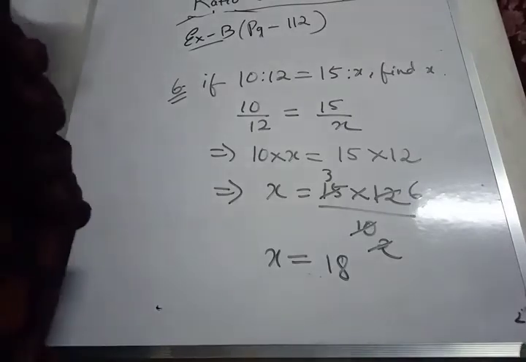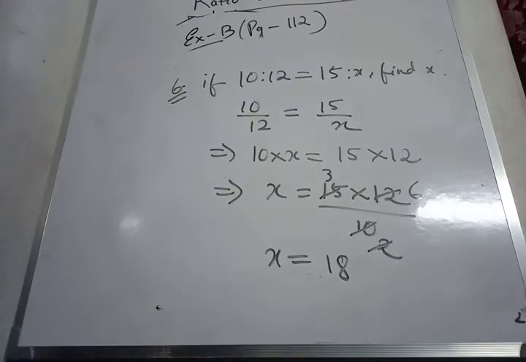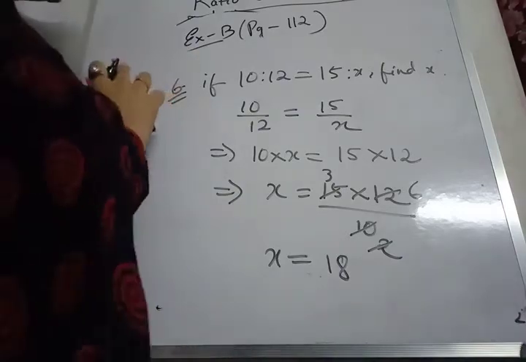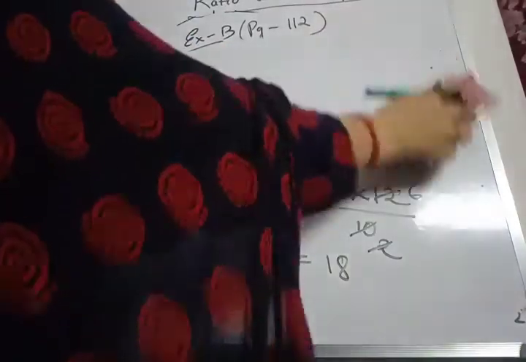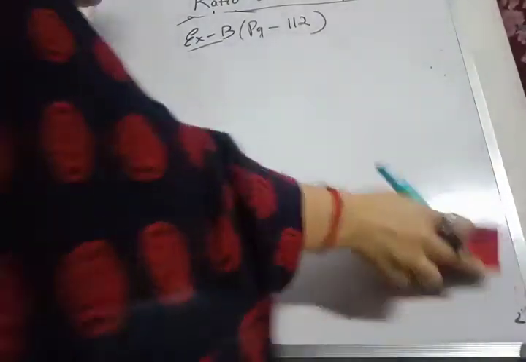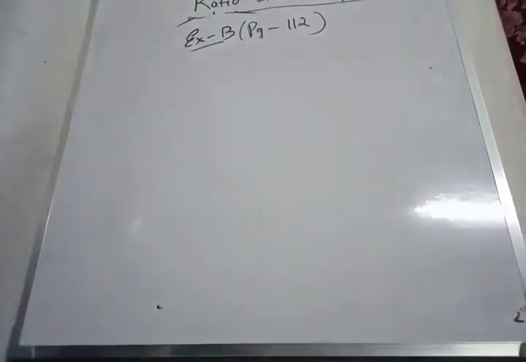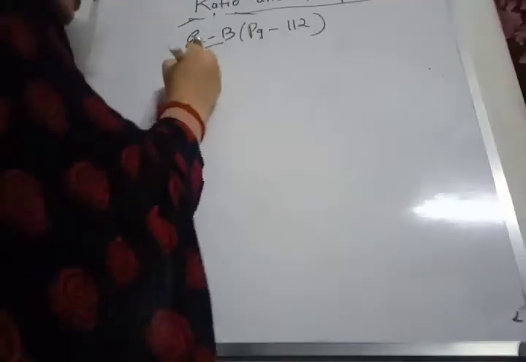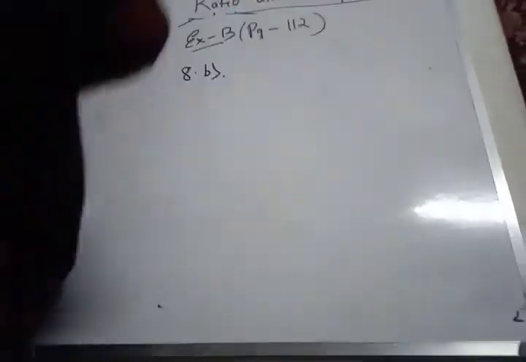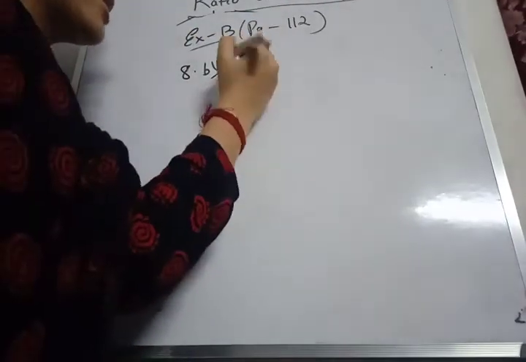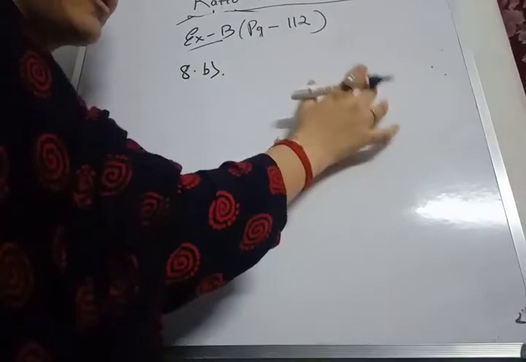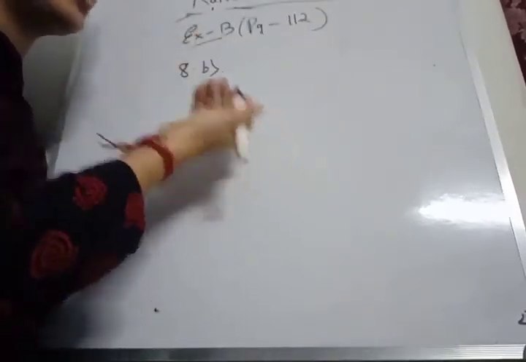Okay. Next sum is sum number 8 subpart 2. 8 subpart B. What we have to do, we have to arrange the following ratios in the ascending order. Means whatever ratio I will be providing, we have to arrange them in their increasing or ascending order.